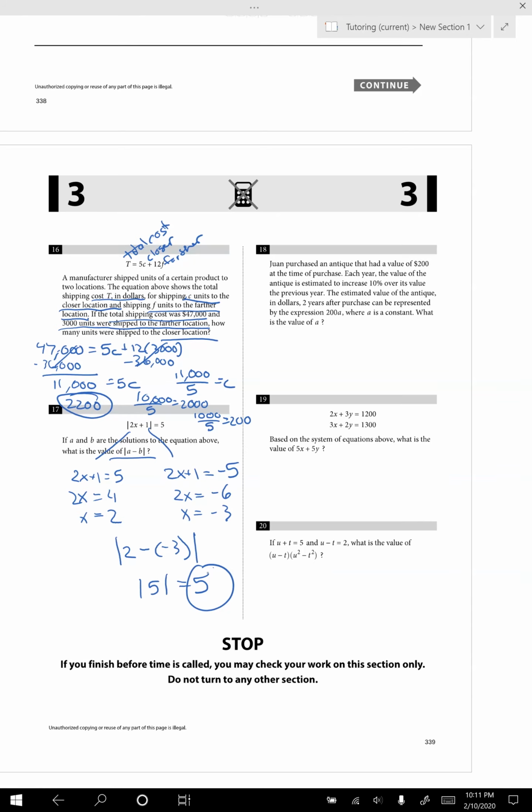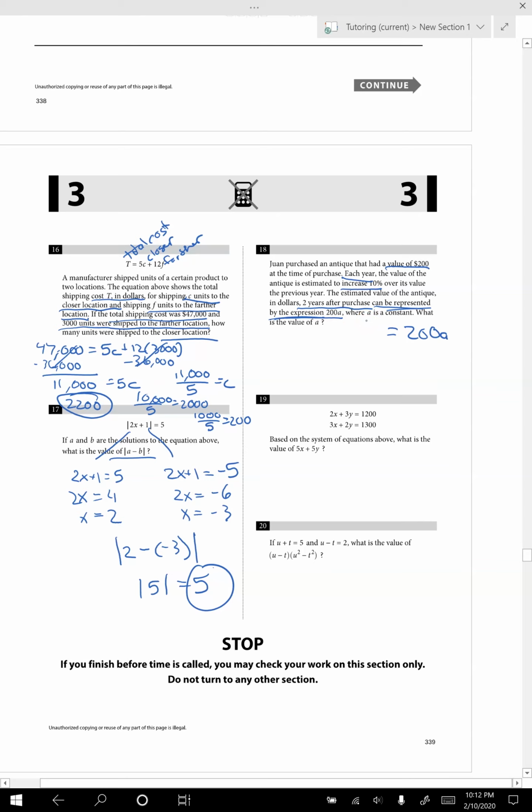Number 18. Juan purchased an antique that had a value of $200 at the time of purchase. Each year, the value of the antique is estimated to increase 10% over its value from the previous year. The estimated value of the antique 2 years after purchase can be represented by the expression 200A. Now here's something really important. They are telling you equals 200A is part of this equation. So can be represented by the expression, can be represented by the model, any of that language means write it down as equals whatever they just give you. What is the value of A?